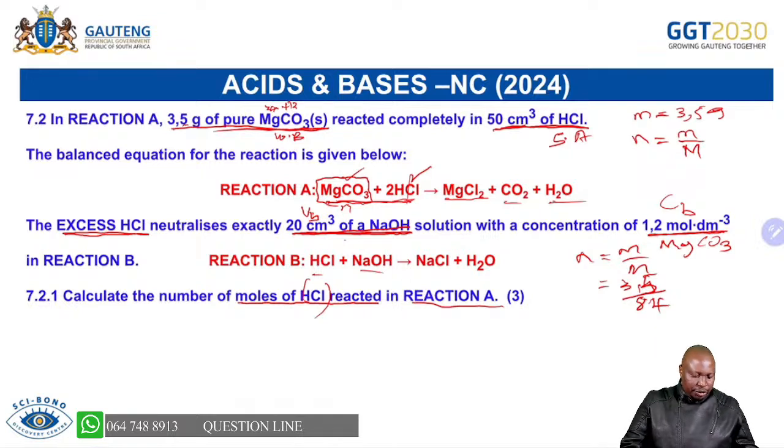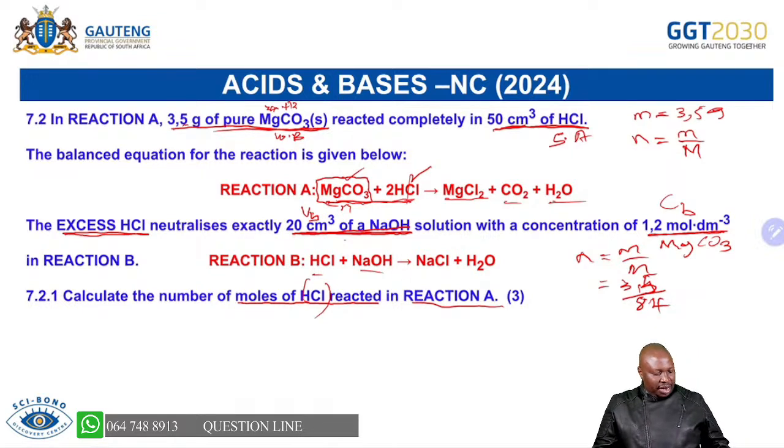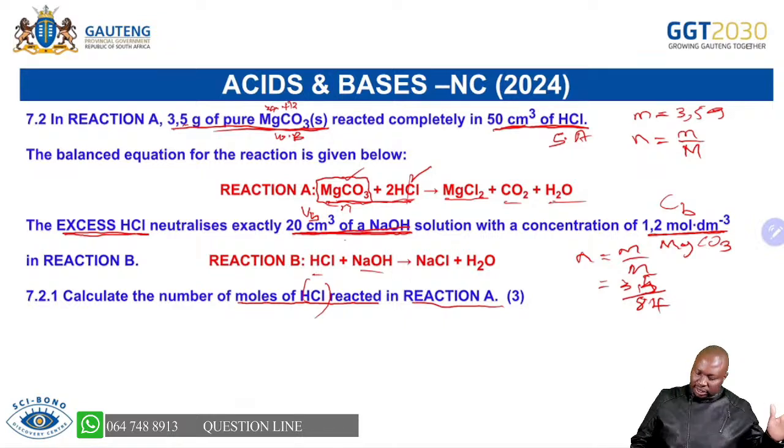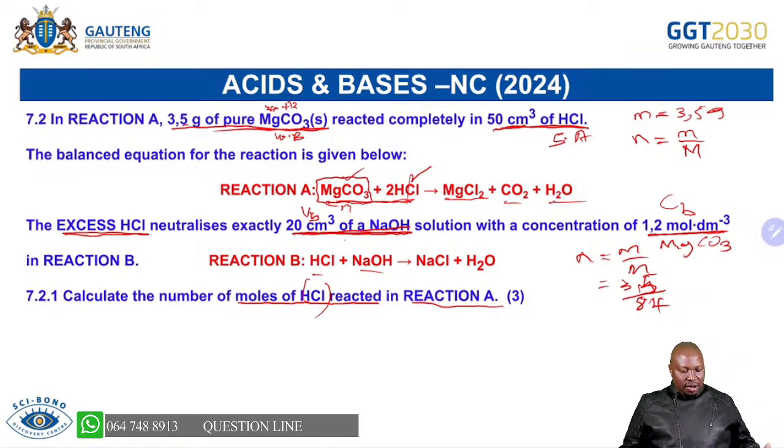Then you do your 84 there. Then to get the number of moles, you are going to say 3,5. I know you have calculators. You are doing it wherever you are. 3,5 divided by 84. And then you are able to get your answer there, which is 0,0416. So it's something like 0,042. I can write it like that, 0,042 moles. That is the number of moles of magnesium carbonate.